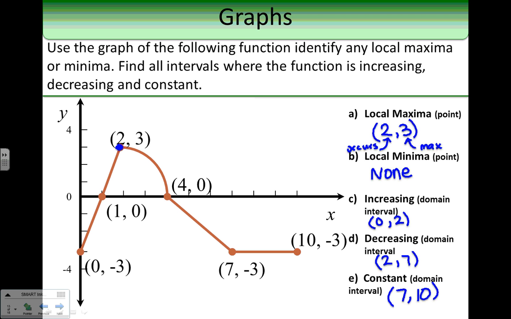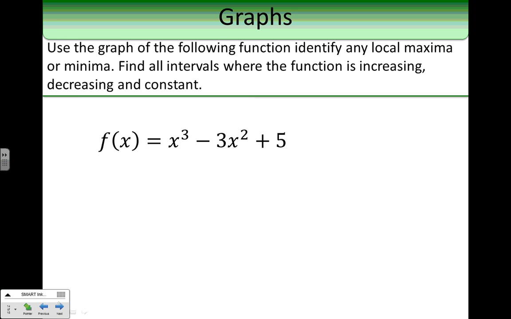So the graph is increasing from 0 to 2. That's the interval. Decreasing from 2 to 7. And constant from 7 to 10. Those last 3 are those intervals.